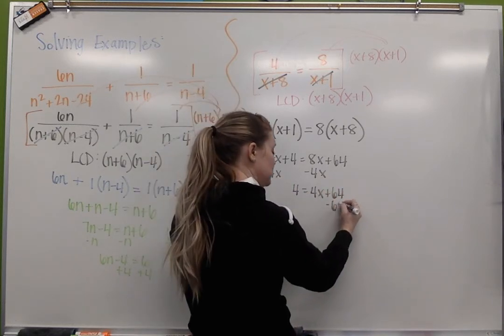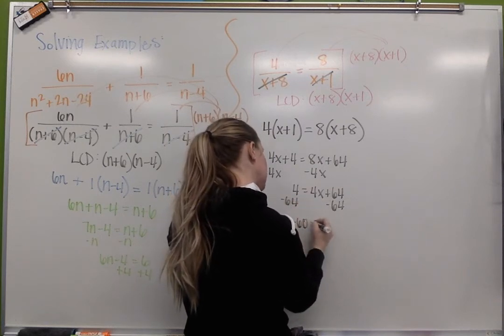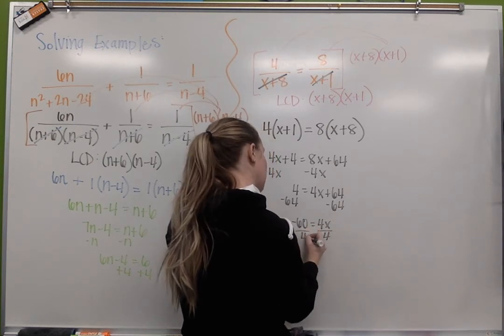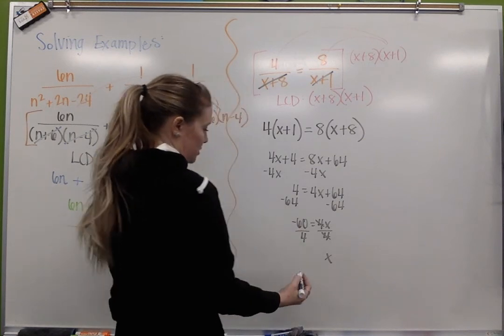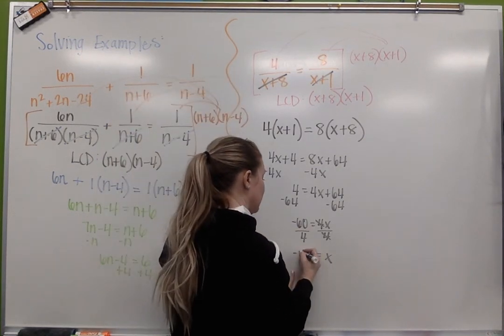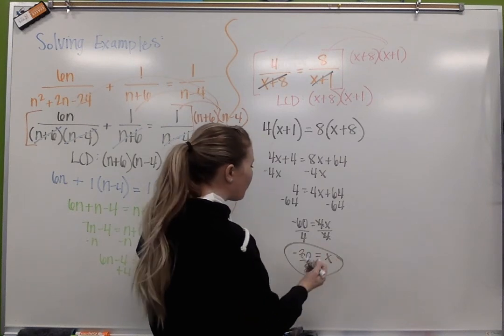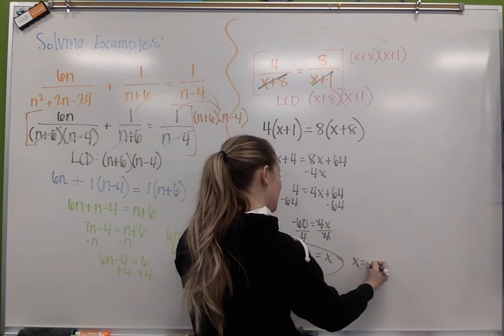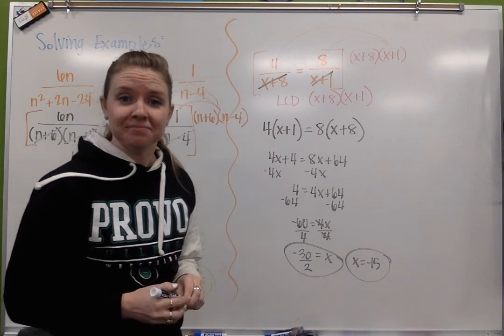I'm going to minus my 64 over. So negative 60 equals 4x. And I divide by 4. So 60 and 4 are divisible by 2. So that's going to give me negative 30 over 2. Oh my heavens, which is 15? So let's make that answer x equals negative 15, and we'll pretend that didn't happen.